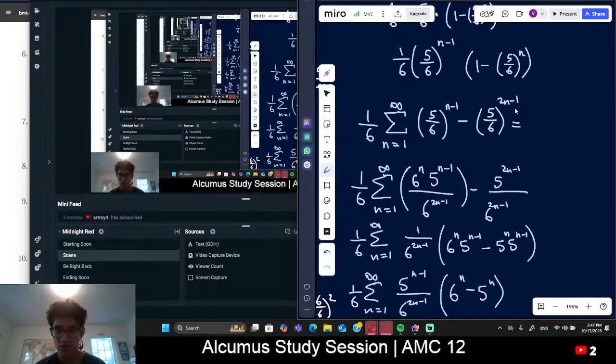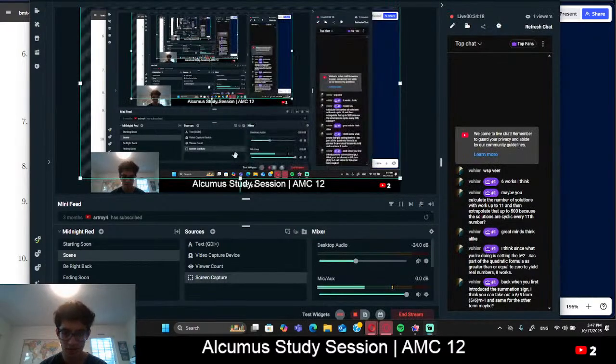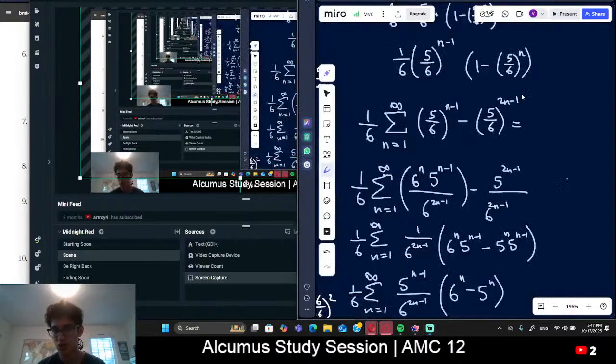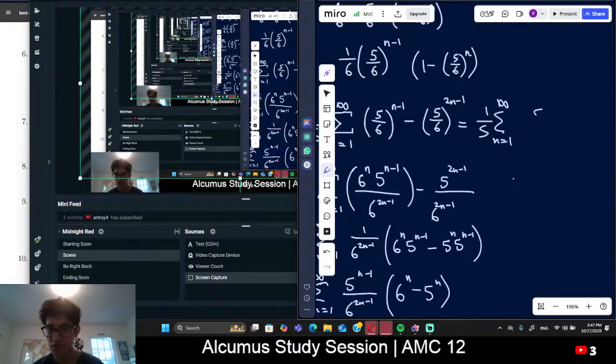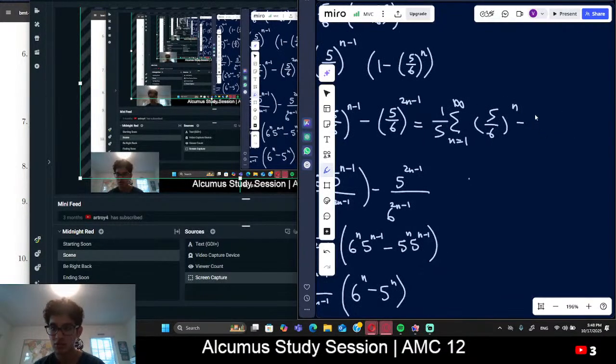Not a 5 over 6. Yeah, I think he said 6 over 5, and that is correct because it's 1 over that. So if we take out a 6 over 5, that makes it 1/5, sum from 1 to infinity, and now we have 5 over 6 to the n minus 5 over 6 to the 2n.